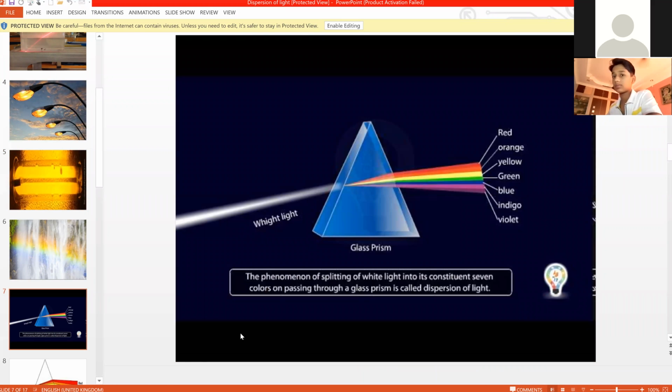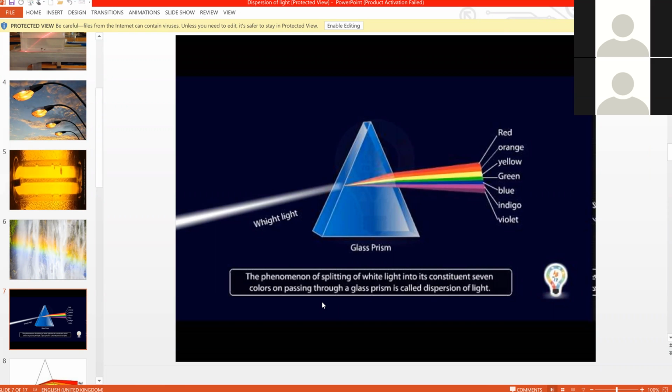So see, this is a prism, a glass prism. This prism you can see in your laboratories also. If it is available in your lab, I'll check, and I'll try to show you directly tomorrow in class.